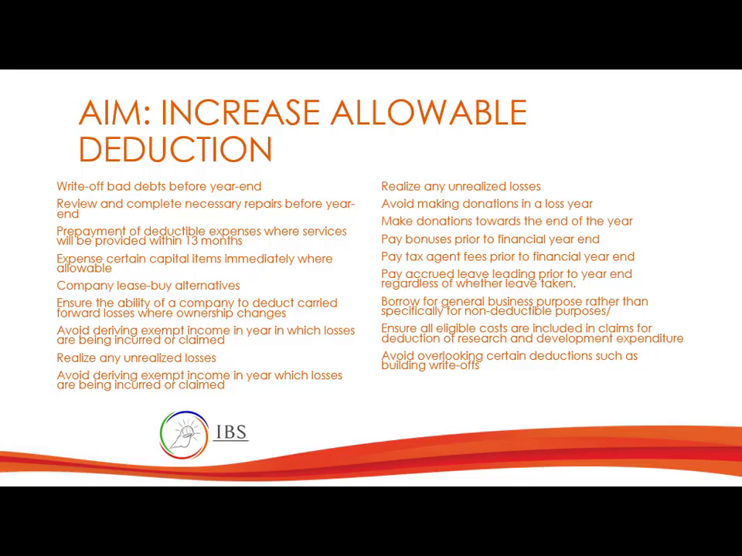Right? When you select it. All right. It says here, ensure the ability of the companies to deduct carry forward losses where ownership changes. Remember that 50% change in ownership. If that changes by more than 50%, what's the next step to check, or what's the next criterion that you need to check?